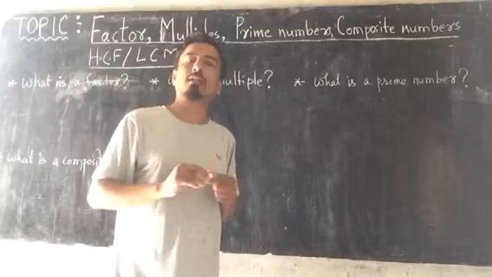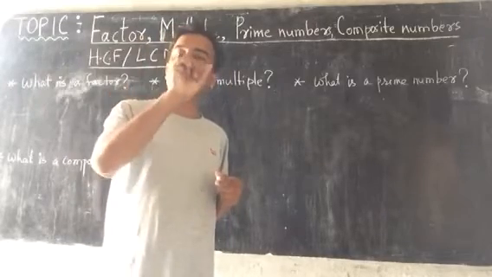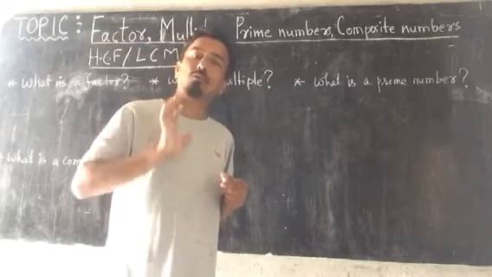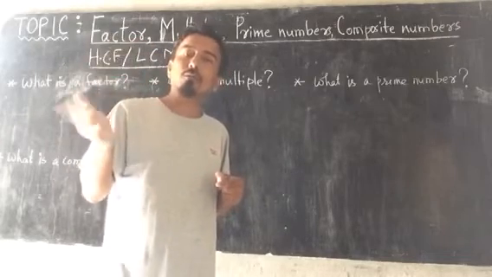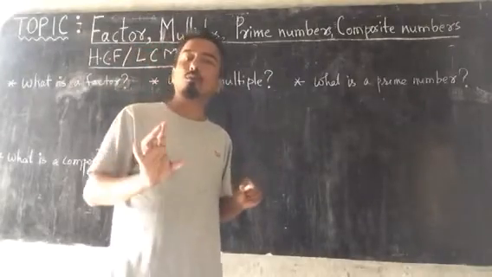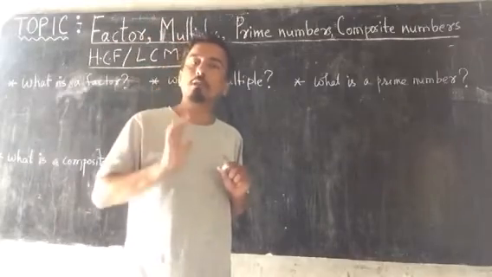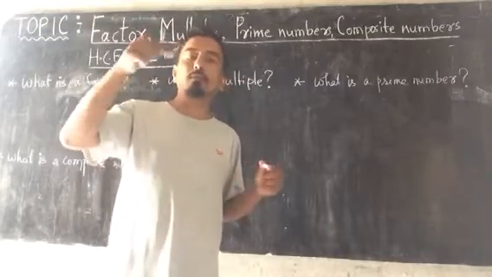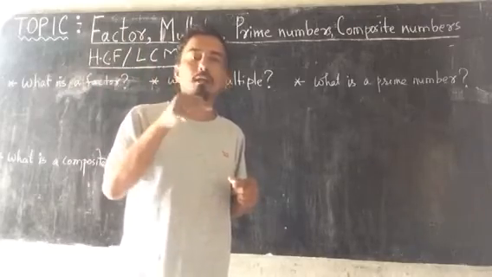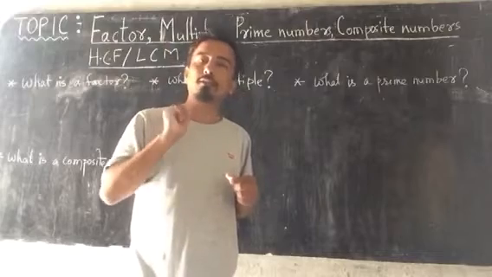Take the example of 2. 2 can be divided by 1, 1 2 is 2. And 2 can be divided by 2, 2 1 is 2. But is there any other number which can divide 2? There is no other number which can divide 2 other than 1 and 2. That is why 2 is a prime number. Similarly, 3 cannot be divided by any other number except 1 and 3. So 3 also has only 2 factors.